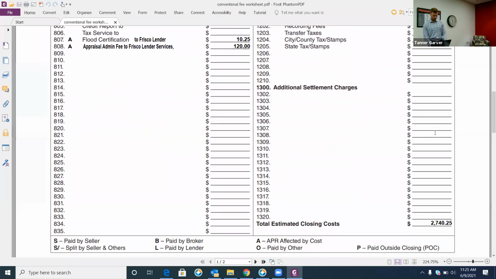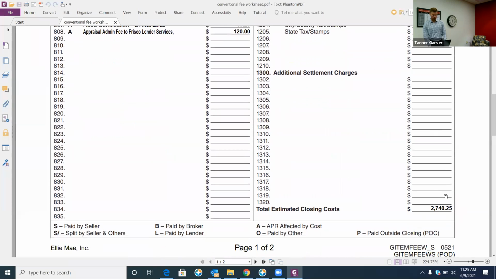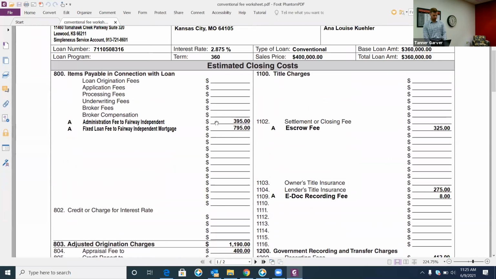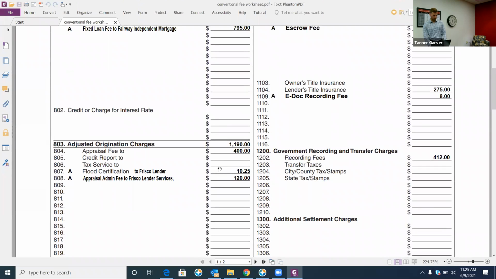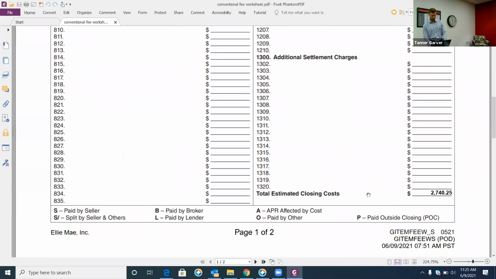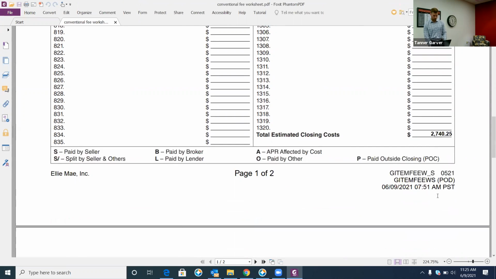So all of these added together is the actual cost of doing the loan, around $2,700. Does that make sense? So you have your one-time fee from us, all your title fees, and then your appraisal fee. All of those added together is around $2,700. That's the actual cost of doing the loan. Okay, you're buying a mortgage.